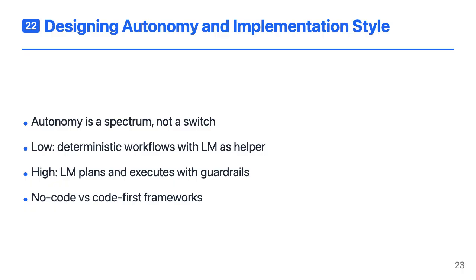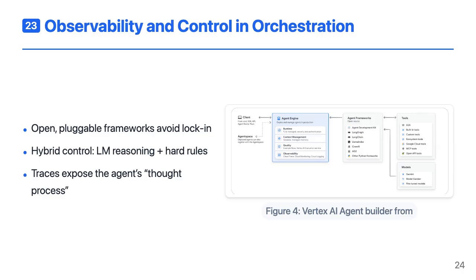No-code builders are great for quickly automating structured tasks and empowering non-engineers. Code-first frameworks, like Google's Agent Development Kit, give engineers deep control, custom integrations, and fine-grained policies for mission-critical systems. A production-grade orchestration framework needs three things. It must be open and pluggable, so you can swap models and tools without rewriting everything.